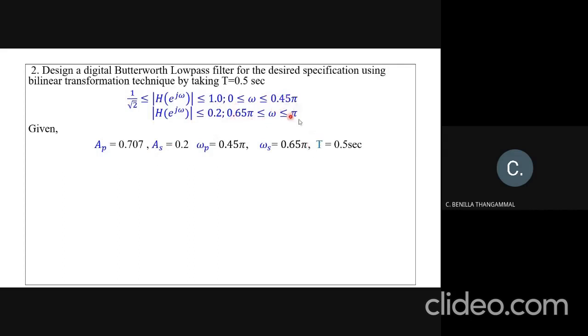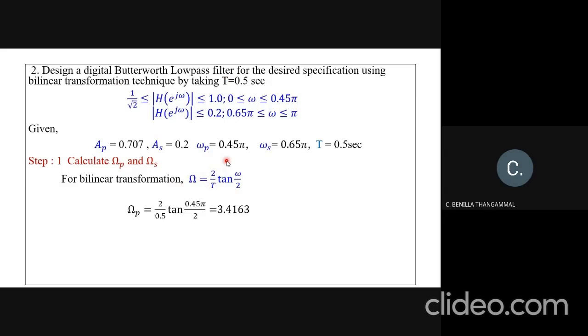Your omega p is 0.4 pi, and T is going to be 0.5 second, which they have given in the problem statement. So the first step is to calculate your omega p and omega s. Since they ask you to use the bilinear transformation, the formula is omega equal to 2 by T tan(omega by 2). Substitute your omega p and omega s values in this one to get your analog omega p and omega s. So I repeat, keep your calculator in radian mode. So your omega p and omega s are obtained here, right?